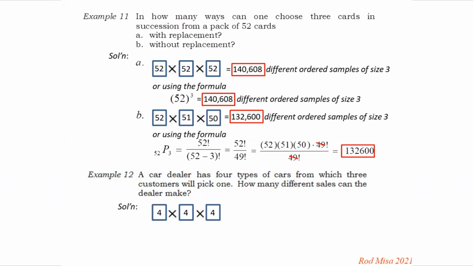So multiplying these numbers, you will have 64 different sales. Or you can use the formula that 4 is raised to the exponent of 3 because this is an ordered sample with replacement, that each customer can choose any of the 4 types available from the car sales. So we have 64 different sales here.